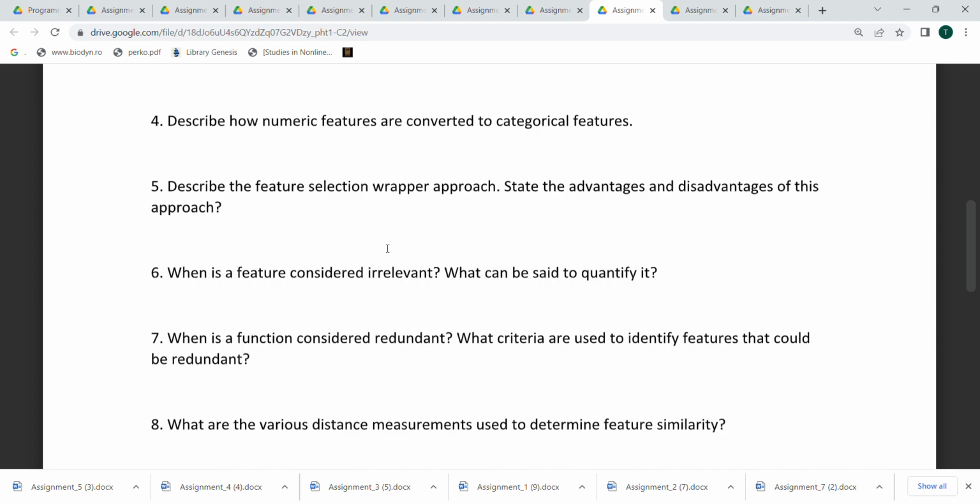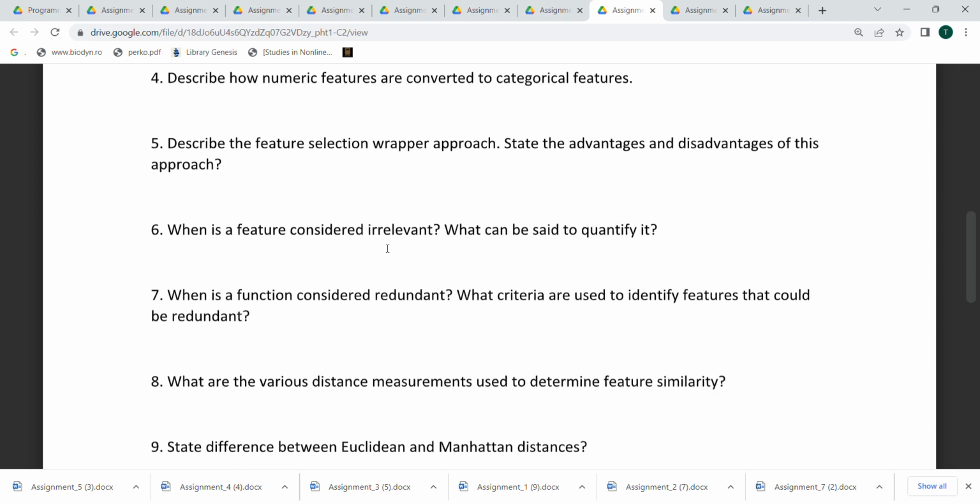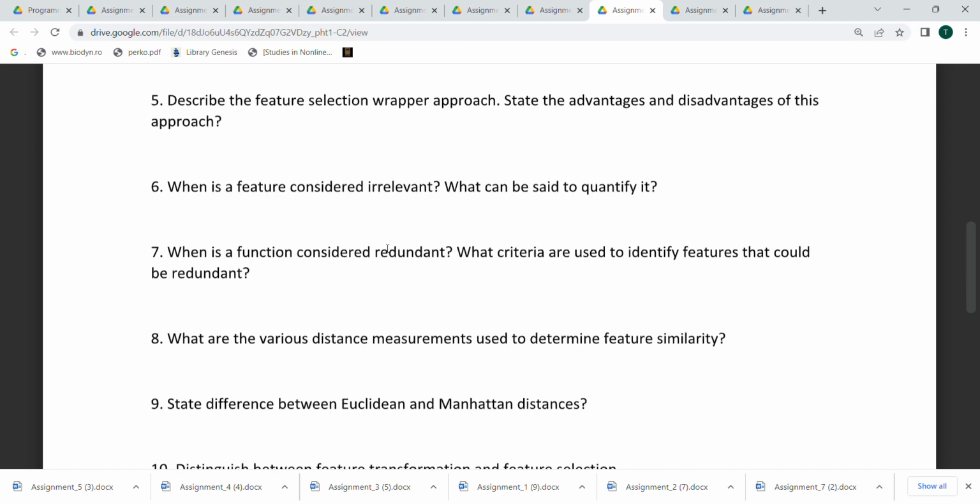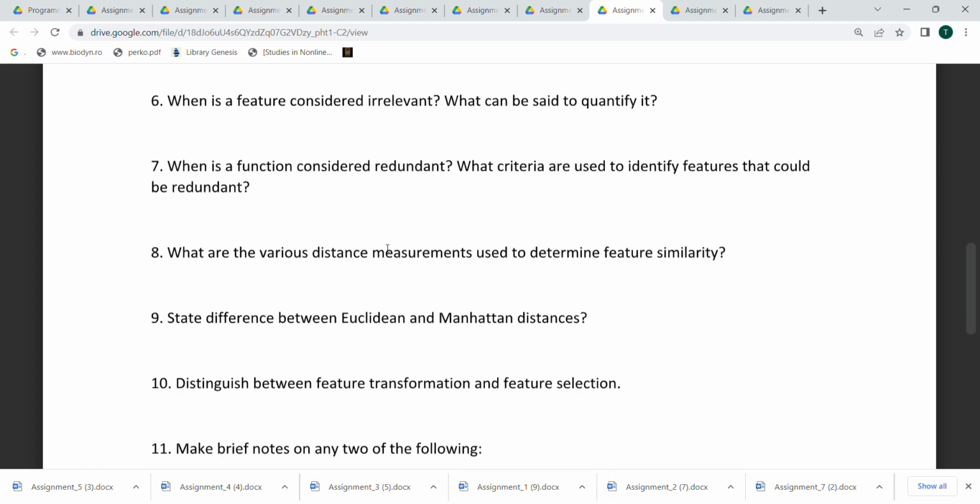What is the next question? When is a feature considered redundant? What criteria are used to identify features that could be redundant? What are the various distance measures used to determine feature similarity? What is the difference between Euclidean and Manhattan distance? Okay, that is completely fine, because using KNN. Distinguish between feature transformation and feature selection.